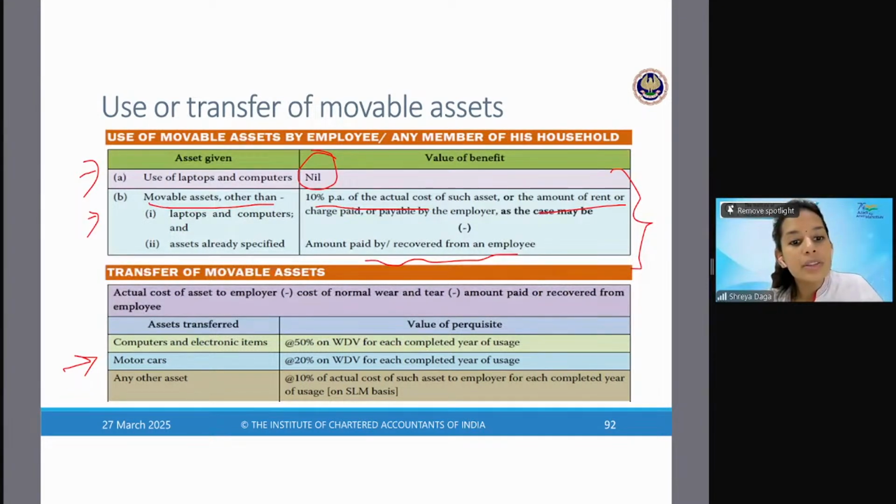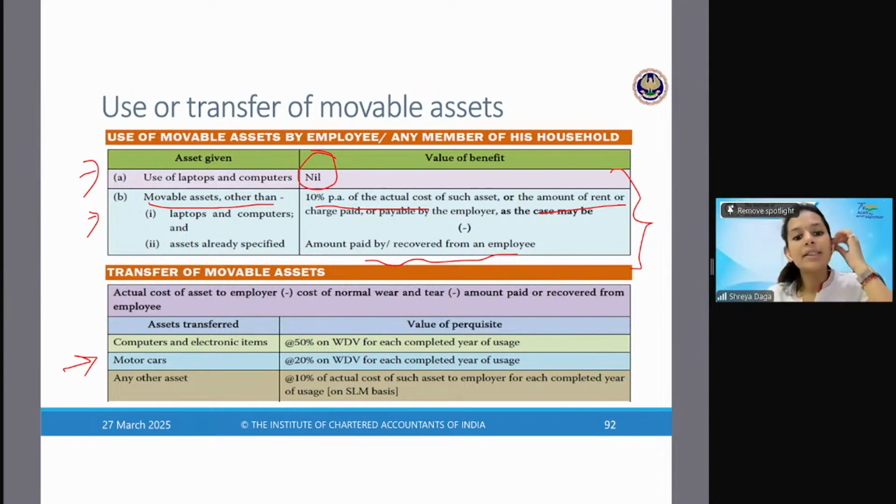If it is a case of computers and electronic items, then the perquisite is equal to 50% on WDV for each completed year of usage. If it is a motor car, then 20% on WDV for each completed year of service. And if it is anything else, then 10% of actual cost for each completed year of usage.